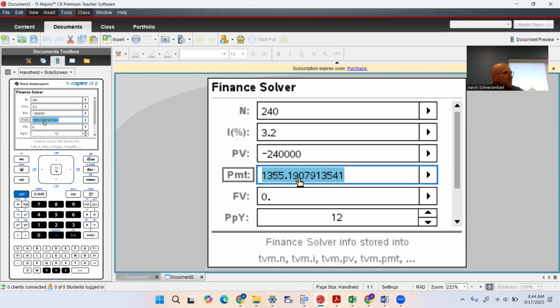Probably not enough to live on. Yeah. And this might be pounds, so maybe if you live in England.